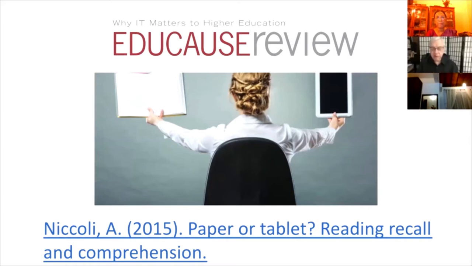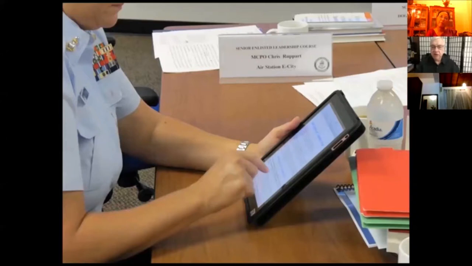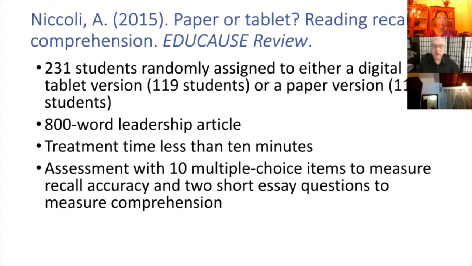And they published a paper in 2015 called Paper or Tablet: Reading, Recall, and Comprehension. And this study was based on a doctoral dissertation done here in the United States. The study was conducted at the Coast Guard Training Academy within the context of their senior enlisted leadership course. And what they had done, they bought a bunch of tablets for the people enrolled in these courses. And so the research question was, do people learn more from reading on paper or tablet?